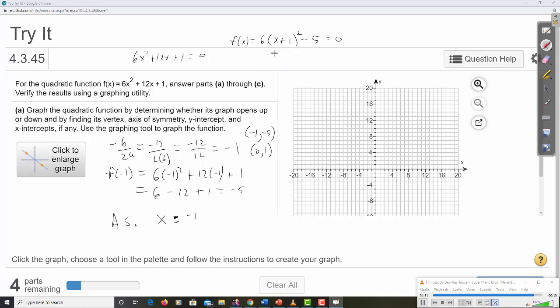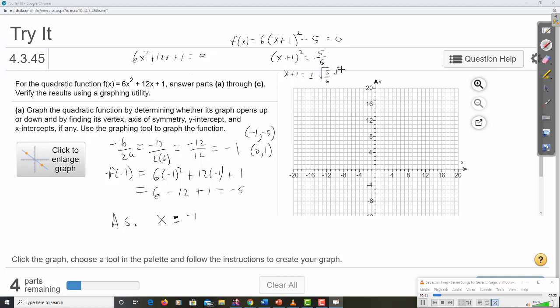So you can set that equal to 0. Add the 5 over, divide by 6. X plus 1 squared is 5/6. And then square root both sides. X plus 1 is plus or minus the square root of 5 over 6.